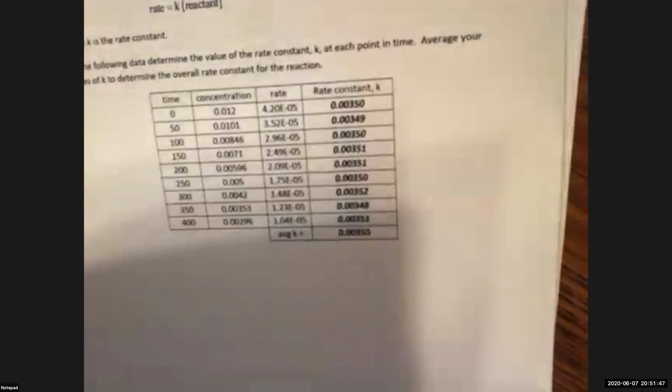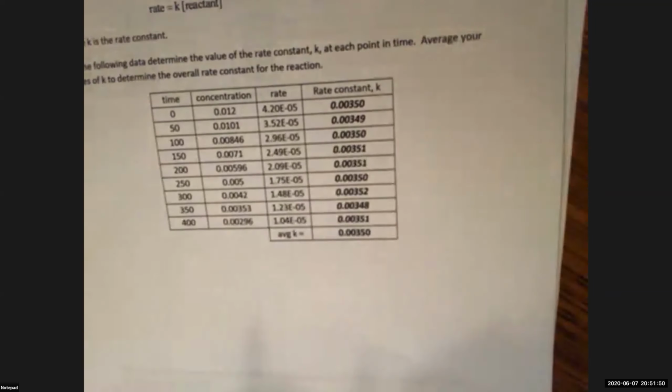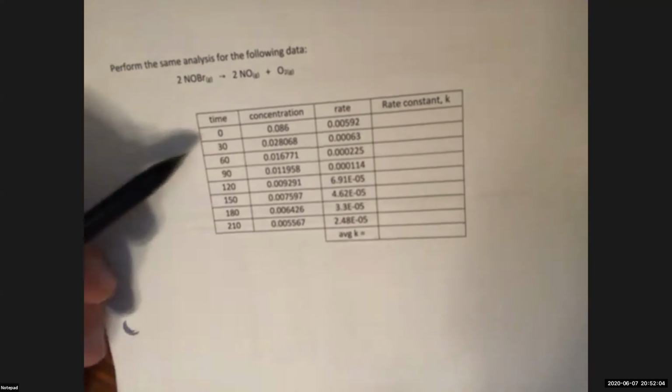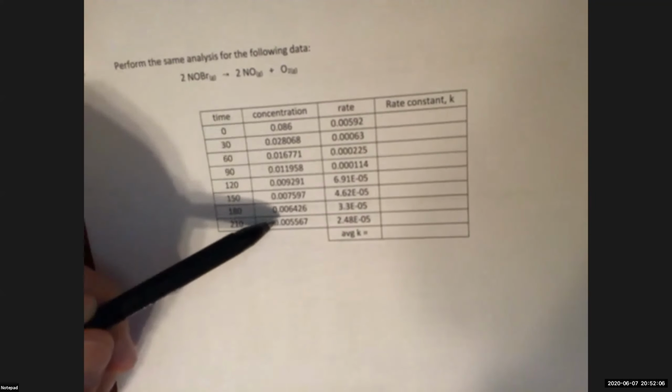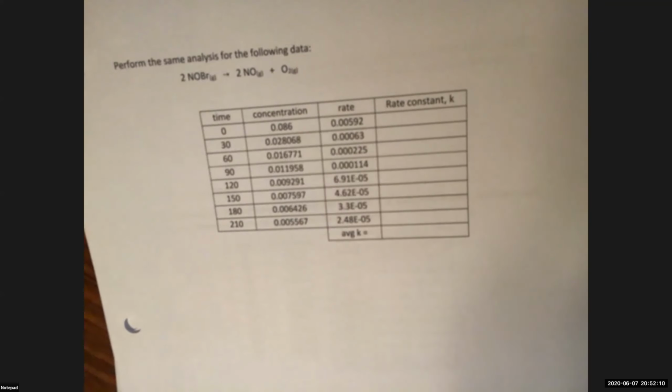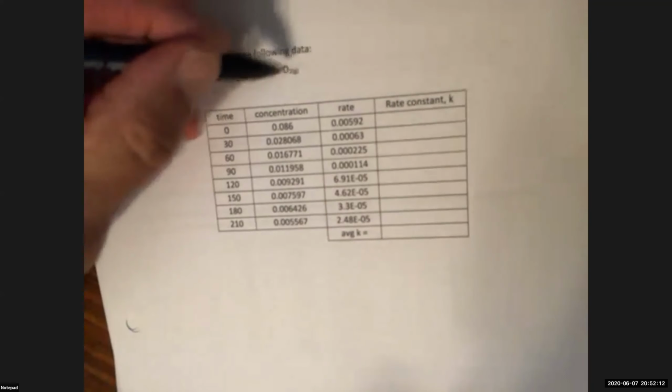So let's look at another table of data. This is the same thing. It's a different reaction though. So this reaction says 2NOBr goes to 2NO plus Br2. There's a table of data here that has time in the left-hand column, concentrations, and rates. So the rate constant is calculated the same way.